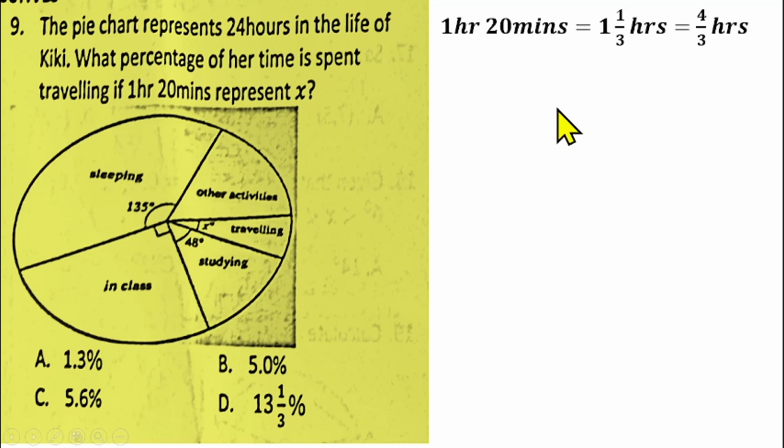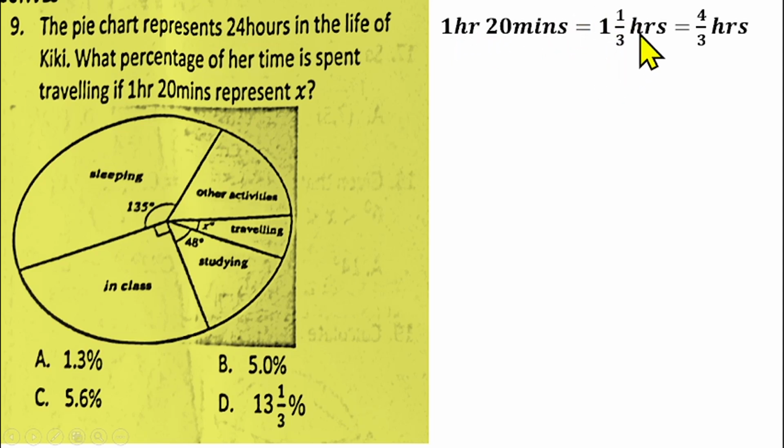The first thing to do is to change 1 hour 20 minutes to hours. So 1 hour 20 minutes will give us 1 and 1/3 hours, in the sense that we need to change the 20 minutes to hours, and we know that 60 minutes make 1 hour. So 20 will now be 20 over 60, which gives us 1/3. Then add the 1 hour, and that gives us 1 and 1/3 hours.